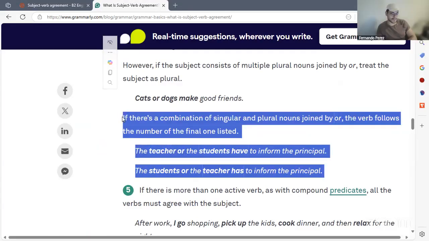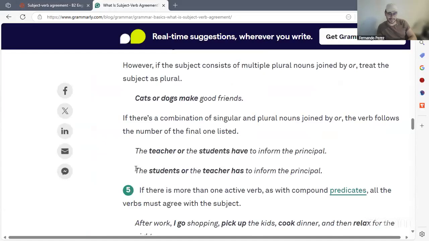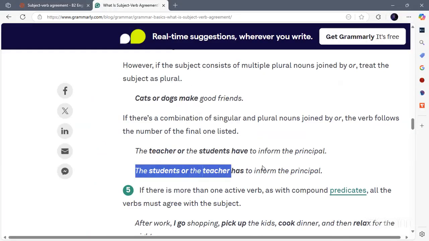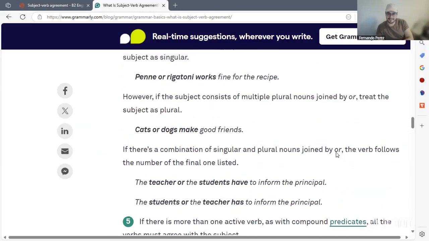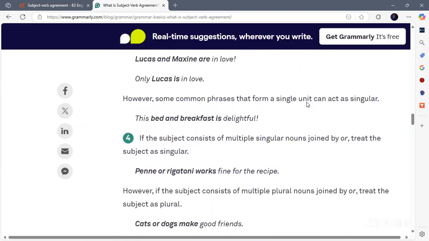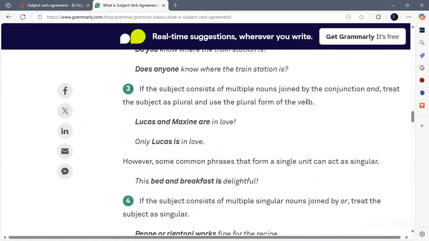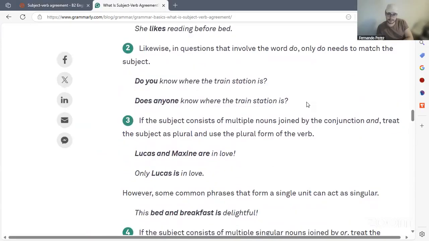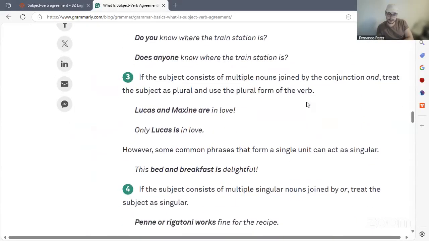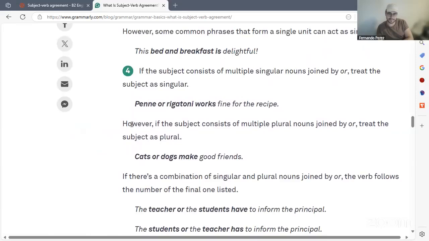This is a little tricky because you are thinking in plural, the students or the teacher, right? And then it's very common to commit the mistake and use have, especially when we are talking quickly. This is a B2 ability. Look at this one.